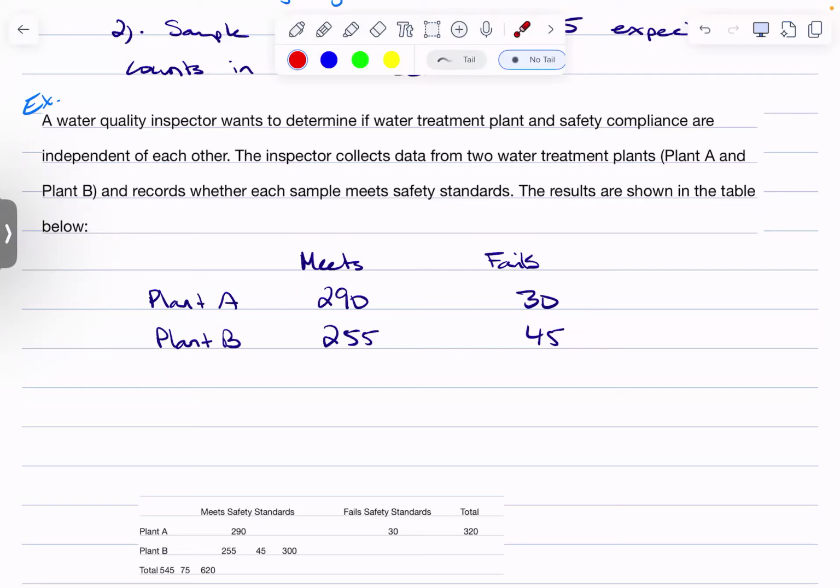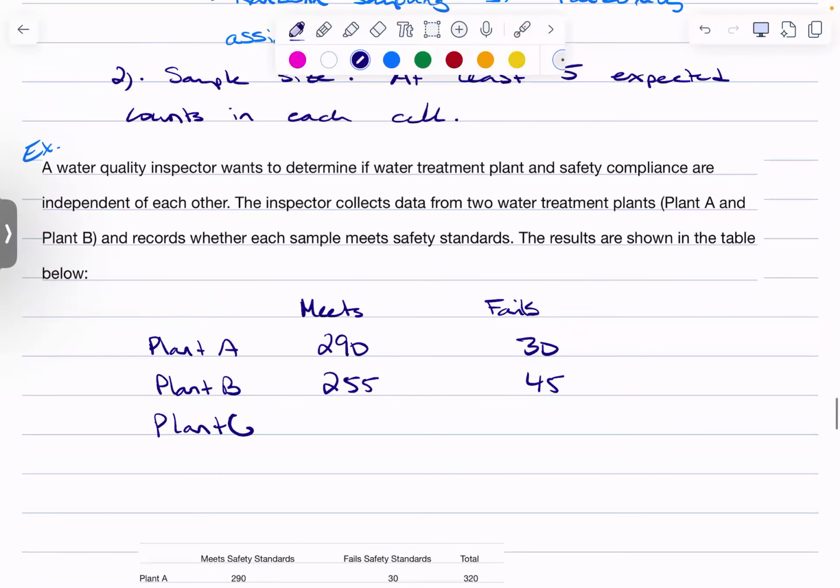Okay. So now I'm going to tack on a plant C, from 3 water treatment plants: plant A, plant B, and plant C, and records whether each sample meets safety standards. Well, that C looks weird.